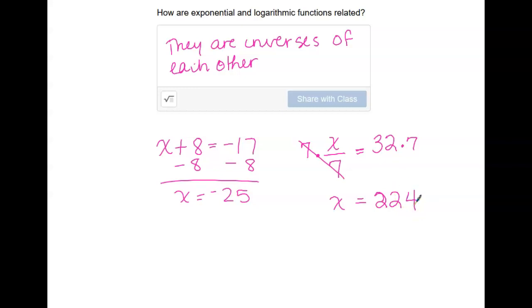Okay, same thing with squares and square roots. So if I have x squared is equal to 121, if I take the square root on both sides, because squaring and square root are inverses of one another, they undo each other, so x would be equal to 11. And so this is kind of the same way that exponents and logs work with each other.